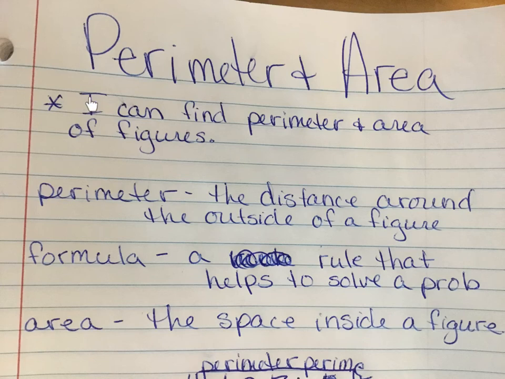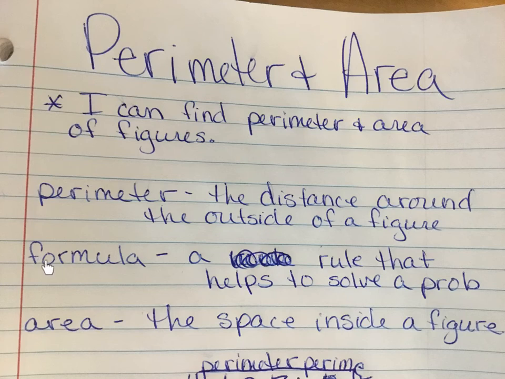So go ahead and get your title on your page. Do your I can statement. I can find perimeter and area of figures. And we have some vocab words that I'd like you to write down. Of course, perimeter is one of them. And the definition of that is the distance around the outside of a figure.